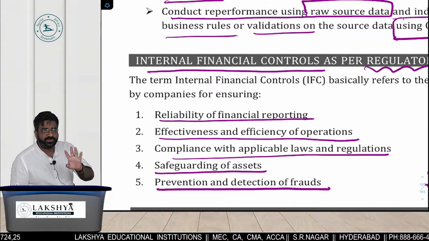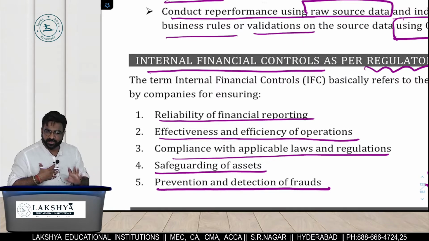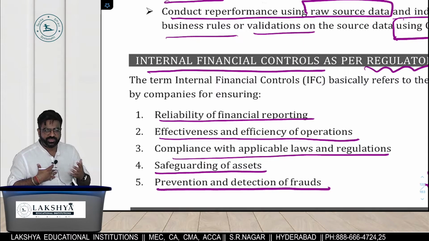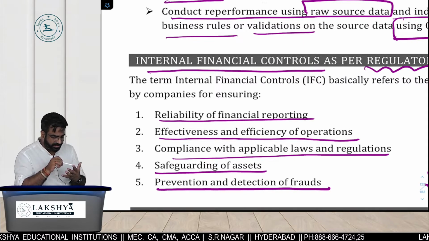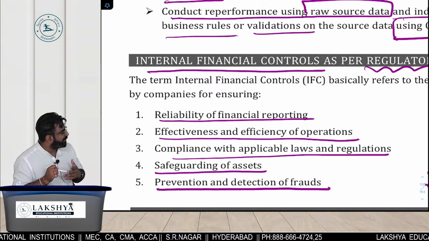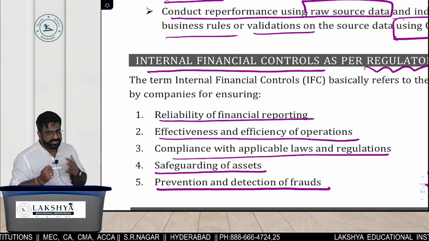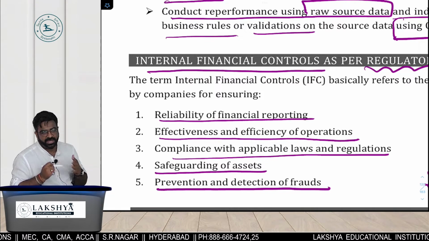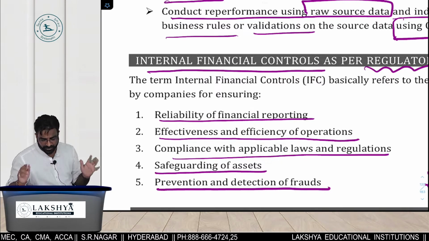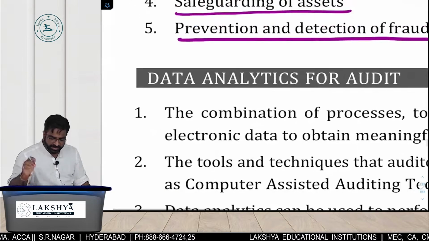So tell me, what are the 5 things the auditor has to report on that? Okay, I did the audit of their IFCS. I want to ensure the 5 things. What are the 5 things? First, the reliability of financial reporting. Second, effectiveness and efficiency of operations. Third, compliance with the laws and regulations. Then safeguarding of assets, and prevention and detection of frauds. Clear?